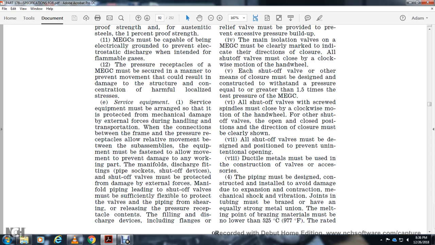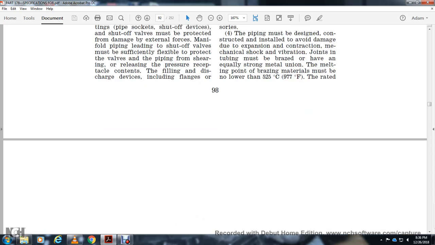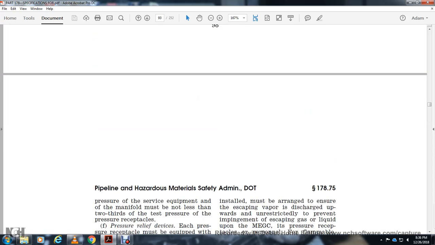Ductile metals must be used in the construction of the valves and accessories. The piping must be designed, constructed and insulated to avoid damage due to expansion and contraction, mechanical shock and vibration. Joints in tubing must be brazed with a material having equal strength. The melting point of the brazing material must be no lower than 977 degrees Fahrenheit. The rated pressure for the surface equipment of the manifold must not be less than two-thirds of the test pressure of the pressure receptacle.